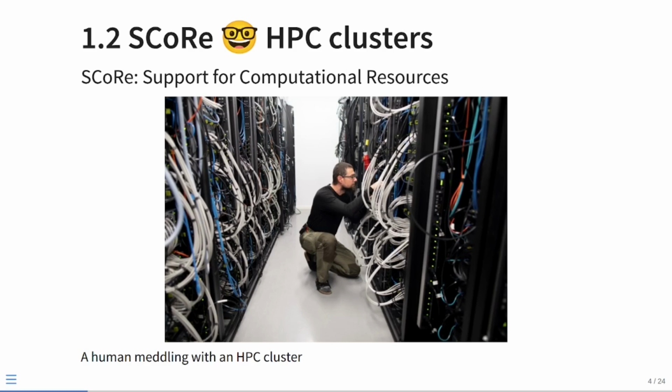And here we see, for example, a human meddling with an HPC cluster. This is how these look like. These are 2 backsides of HPC clusters. I don't know which one it is, but they look like this. So that's what SCORE does. We help our users, who can also be colleagues, to find the computational resources they need. And we do this in 3 ways.